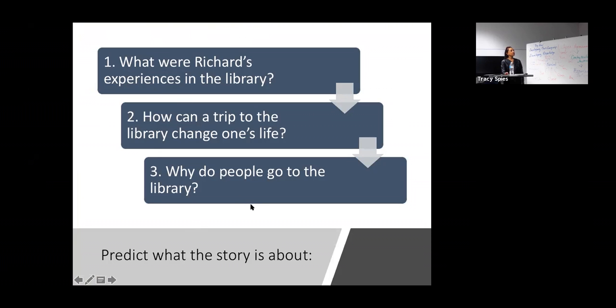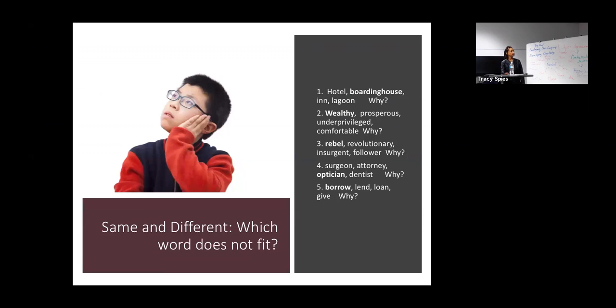Okay, so this is day 2. We're predicting what the story is about for Richard Wright. The teacher is using a semantic map, and the questions are to generate discussion. What were Richard's experiences in the library? How can a trip to the library change one's life? Why do people go to the library? So we're making connections between school and home and the world, okay?